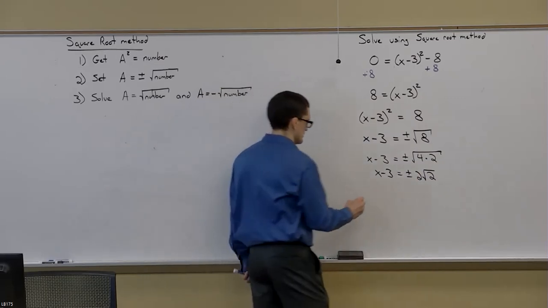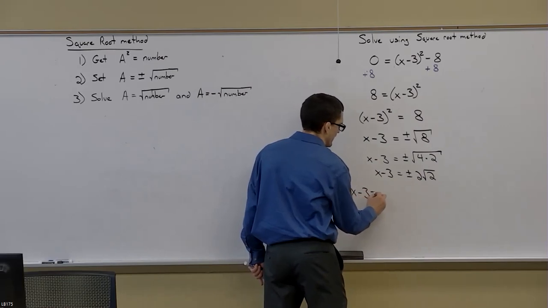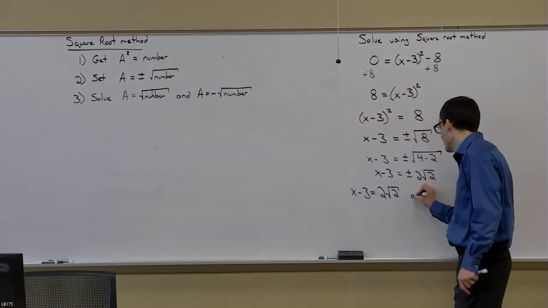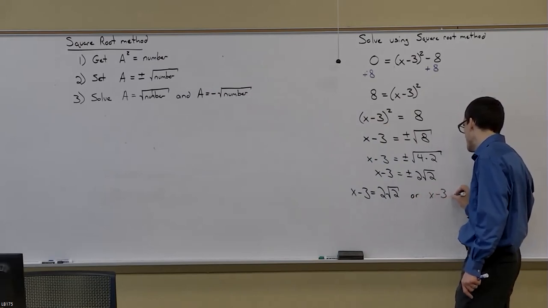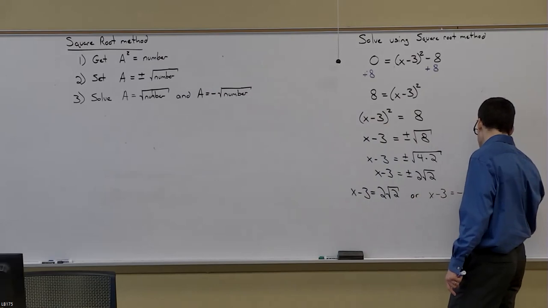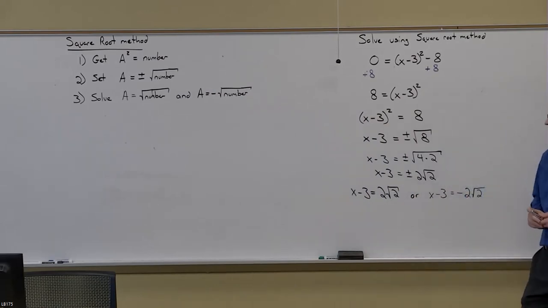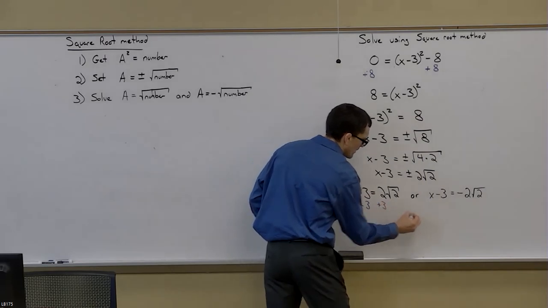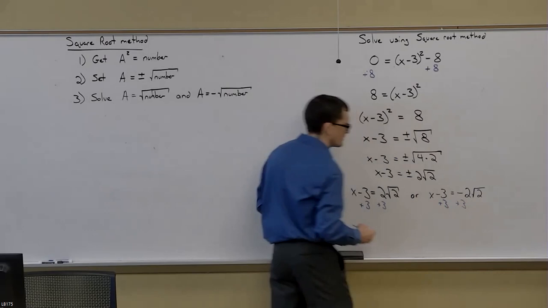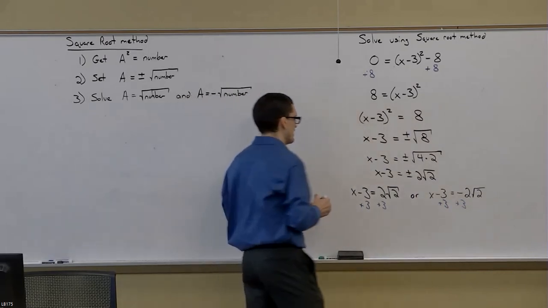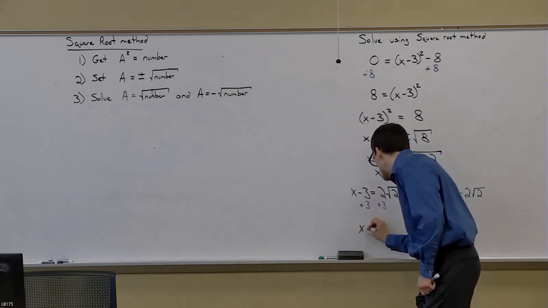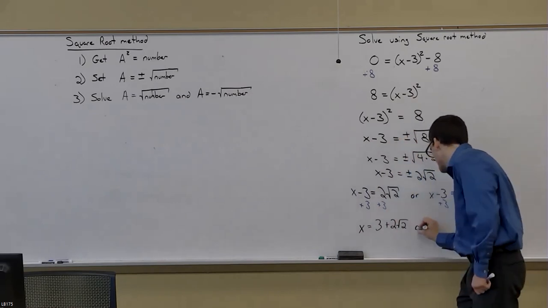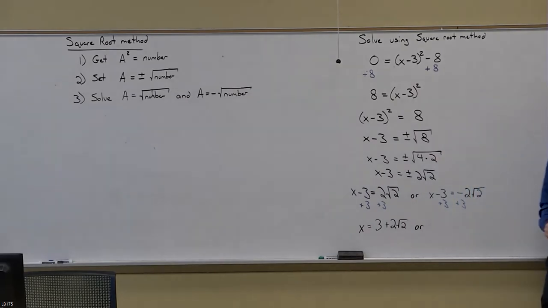But this gives me two equations, one of which is x minus 3 is equal to positive 2 root 2. The other is that x minus 3 is equal to the negative of 2 root 2. In both cases, I'm going to add 3 to both sides. And that will give me my two answers. My first answer is 3 plus 2 root 2.